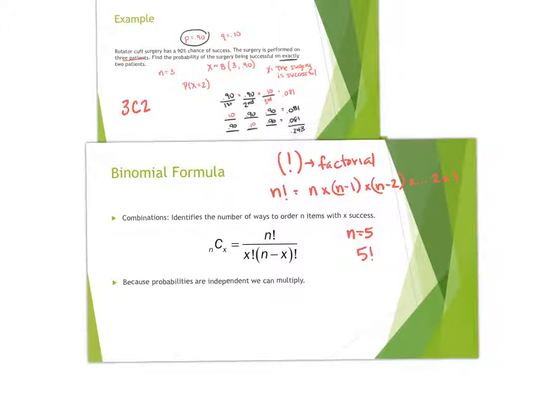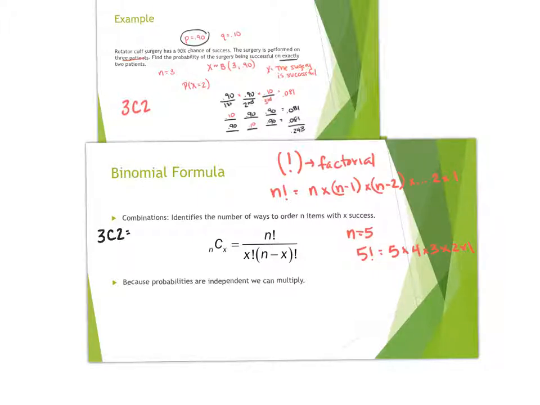5 factorial, and 5 factorial is 5. Then its next part would be 5 minus 1, which is just 4. Then it would be 5 minus 2, which is just 3 times 2 times 1. So all it does is it multiplies the factors, starting with the number n, all the way down to 1. And so here we look at 3c2.